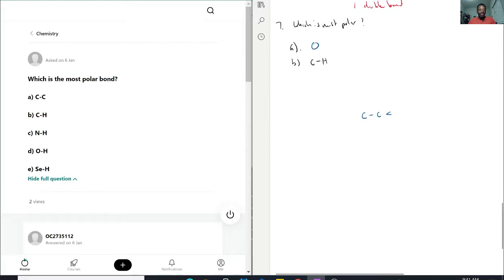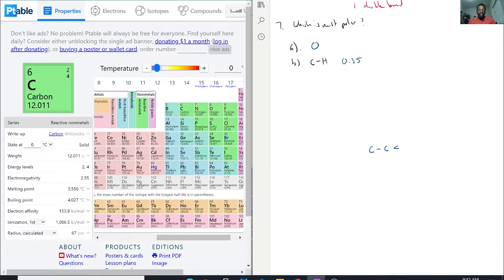And now, we have NH as well. Let's just get everything together: OH and SeH. So NH. Nitrogen is 3.04 minus 2.20, which should be around 0.84. Yep, 0.84 difference. And OH, now we have 3.44 minus 2.20, a 1.24 difference.